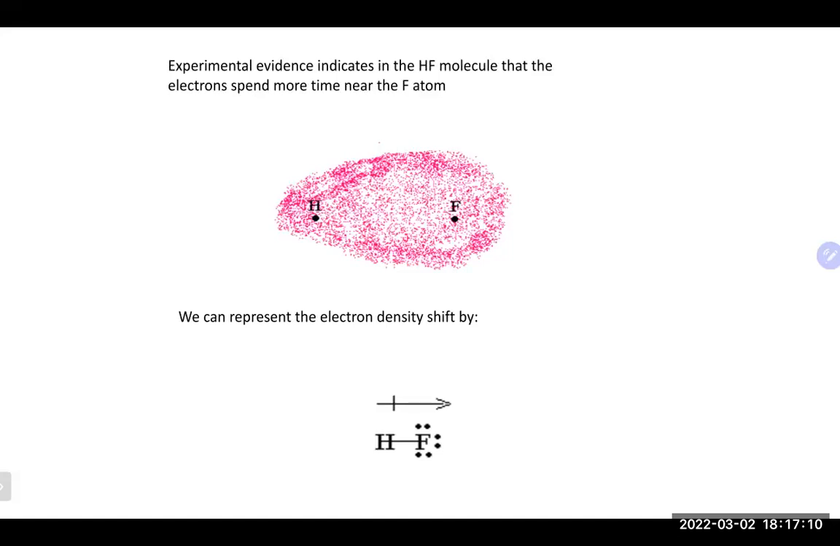So again, these arrows you will commonly see are sometimes referred to as bond dipole arrows. We can use them in two ways, but this is the common way: we use it to indicate bond polarity. There are two types of polarity we're going to talk about: molecular polarity and bond polarity. What we're talking about now with electronegativity is bond polarity.